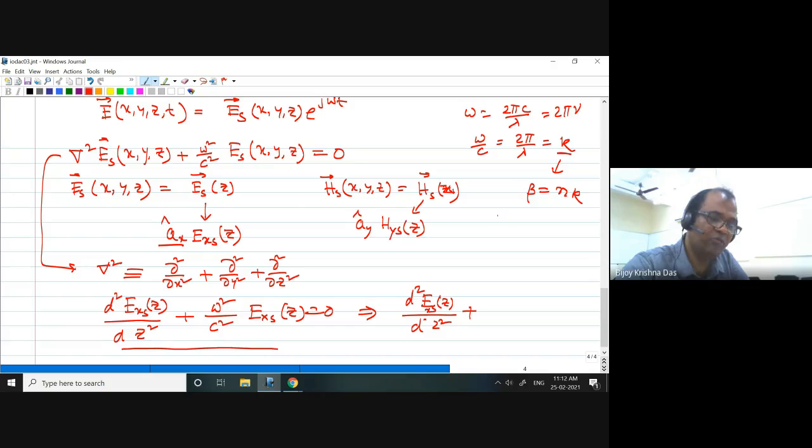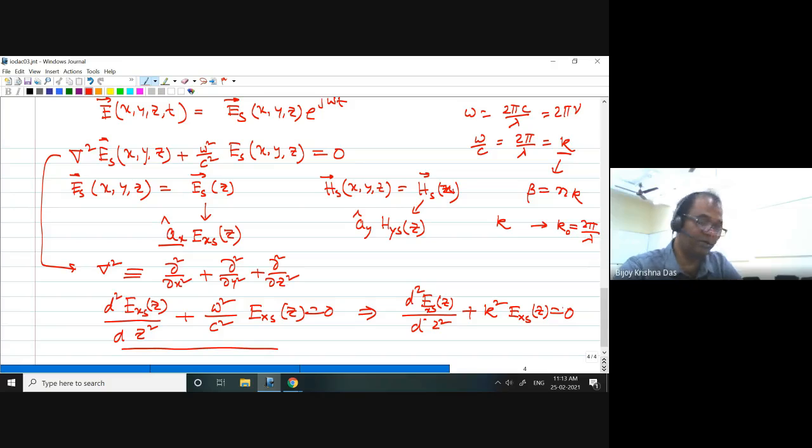Sometimes also, if we just consider k in the material medium, then we can consider k naught equal to 2 pi by lambda, which is equivalent to free space, and k means 2 pi by lambda times refractive index. Okay, so whether it is free space or material medium, whatever, we can write k square E xs z equal to 0.